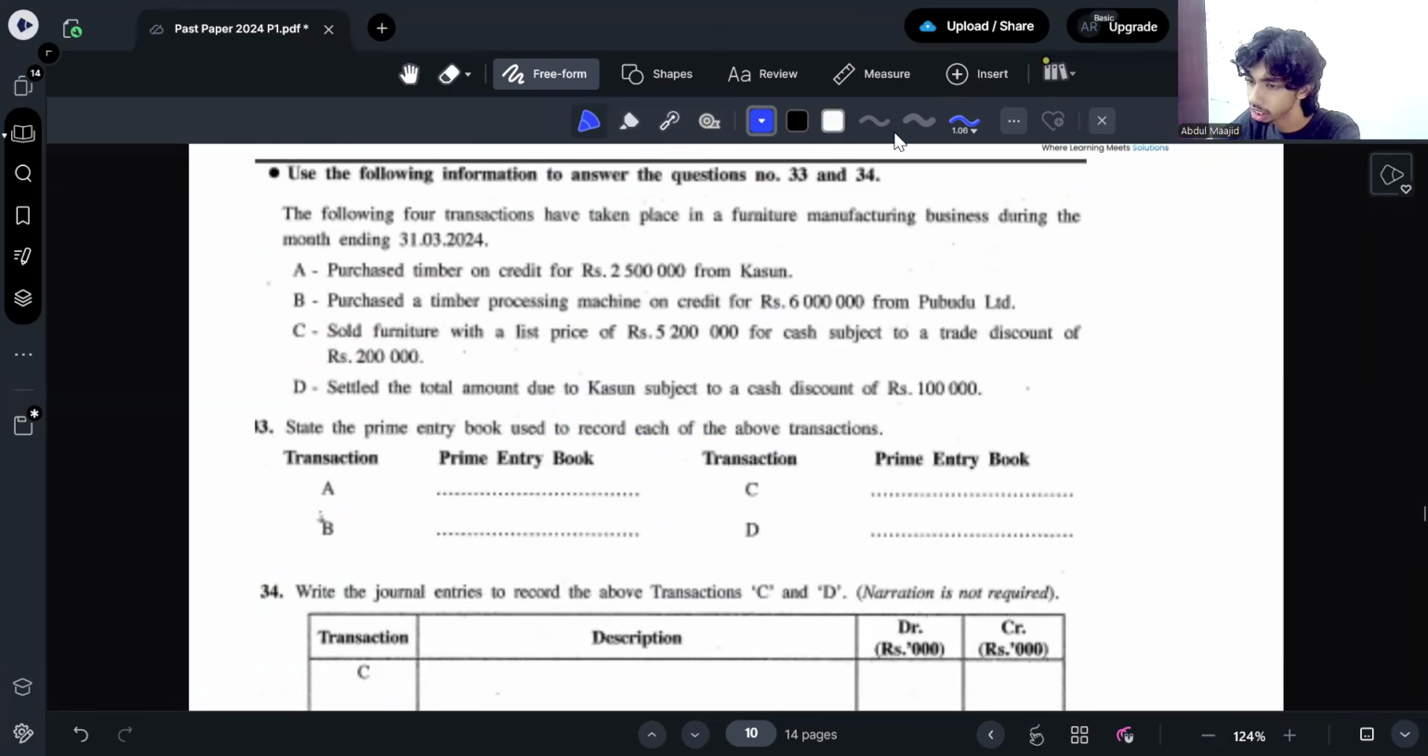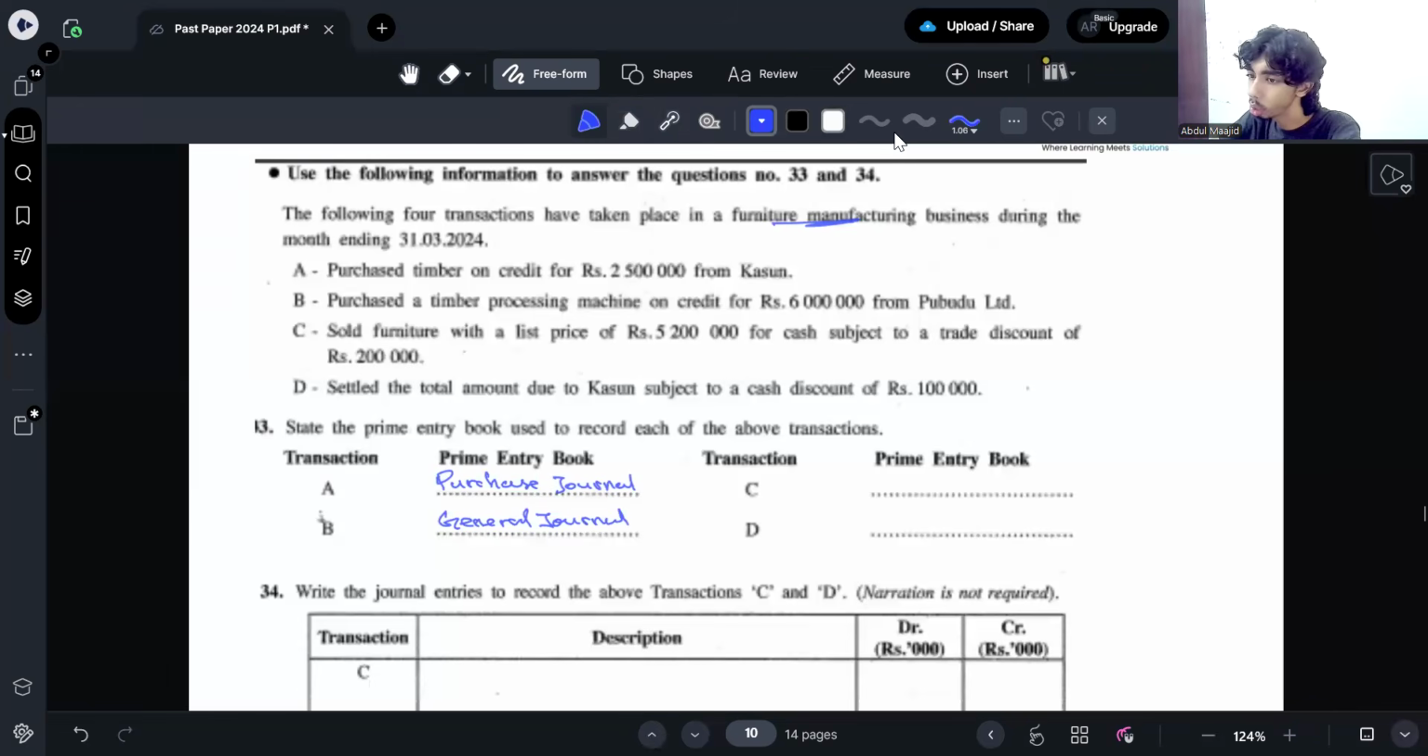Prime entry book. Purchase. The following four transactions have taken place in a furniture manufacturing business. Purchase of timber on credit. Purchasing timber on credit will go to the purchase journal. Purchase of a timber processing machine on credit. Purchasing property, plant, and equipment on credit will go to the general journal.